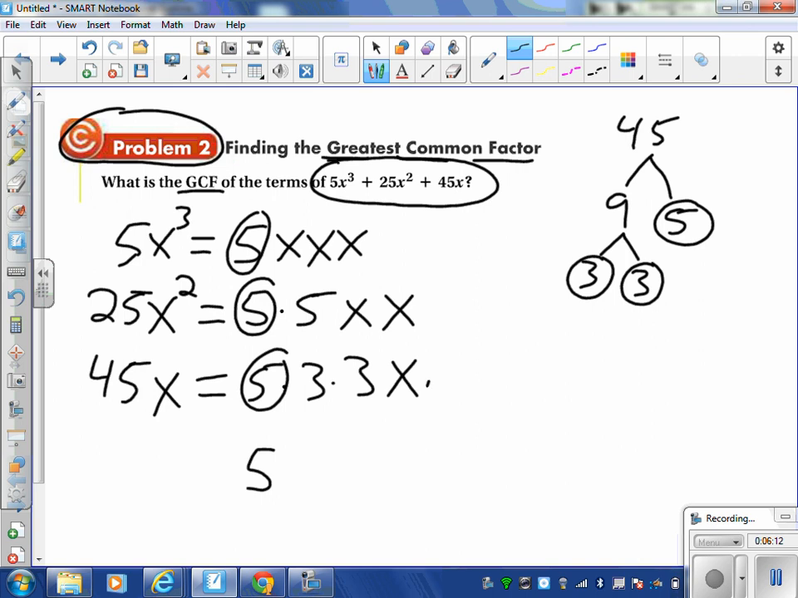Over here, I have an x, and an x. So the other greatest common factor is they all have an x. So looking at my greatest common factor for this problem, there's a 5 in all three of them, and each one has an x. So my greatest common factor is 5x.